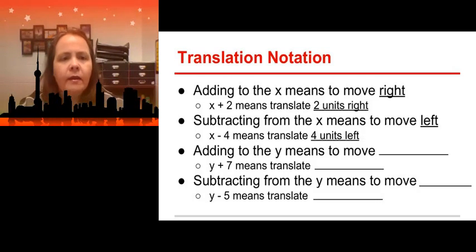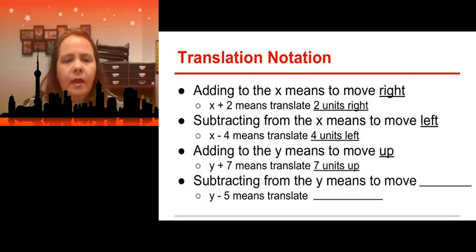Adding to the y values are positive as you go up. So adding to the y means that we move up. So y plus 7 means to translate 7 units up. And then subtracting from the y means to move down. And y minus 5 means to translate 5 units down.